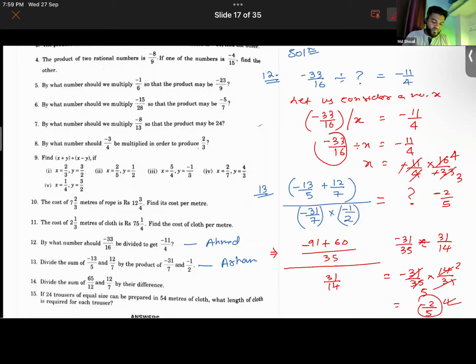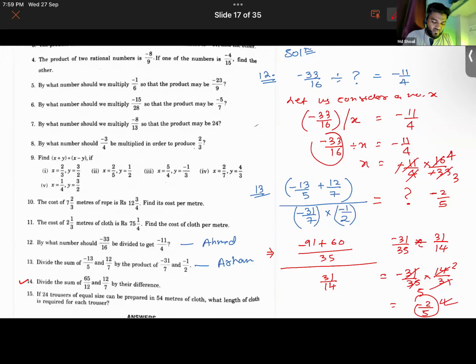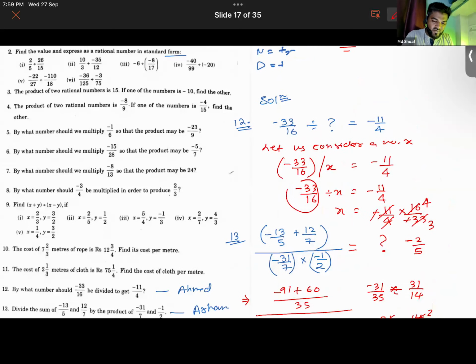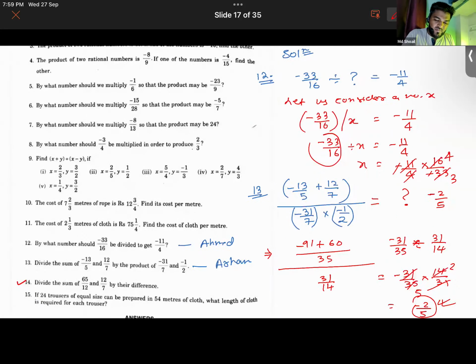Very good. In the same manner, question number 14 is also easy. Divide the sum of these two numbers by their difference. First, add them and then divide them with their difference. Yes, sir. Okay, question number 15. Both of you try question number 15. Yes, sir.